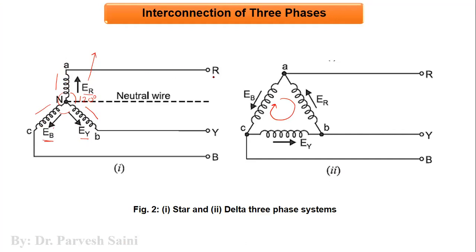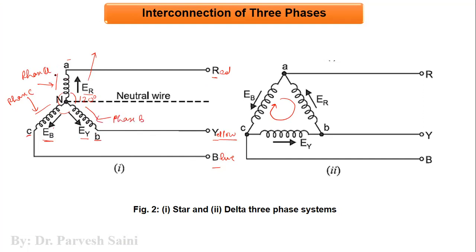And the standard notation that we use is red, yellow, and blue. So the line blue is connected to phase C, line yellow is connected to phase B, and line red is connected to phase A. So these are the three phases: let us say this is phase A, this is phase C, and this is phase B.